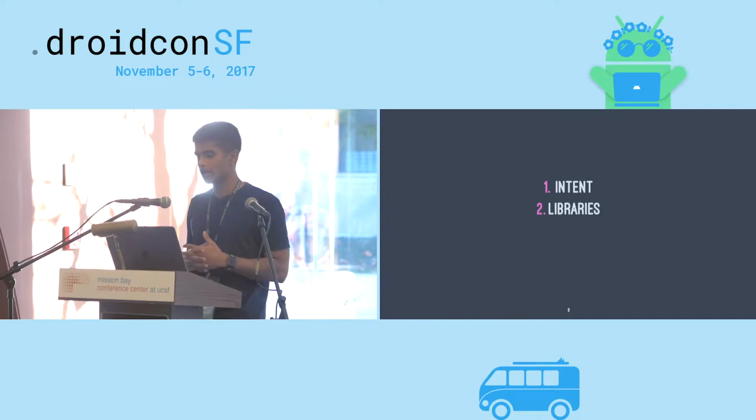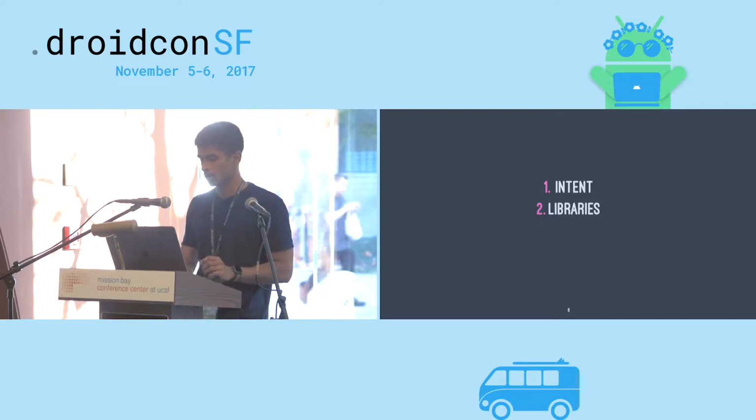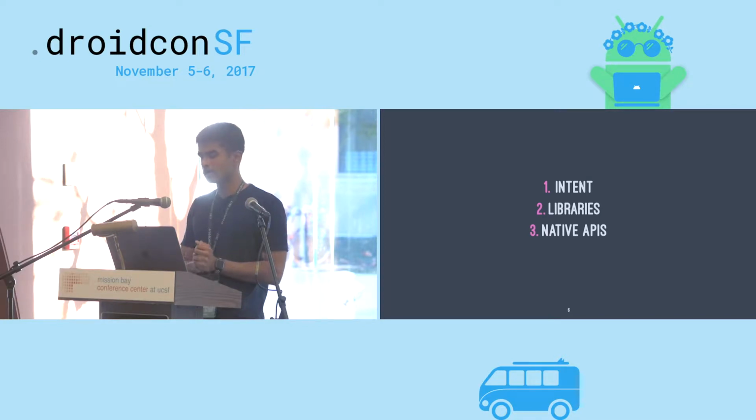Then second is libraries. If you want to build a custom experience into your app, this is probably a good way to go. Like if you're trying to build a QR code scanner, it's a step above the intent, or a basic photo editing app. If you want to take a picture and then add filters later, libraries work pretty well.